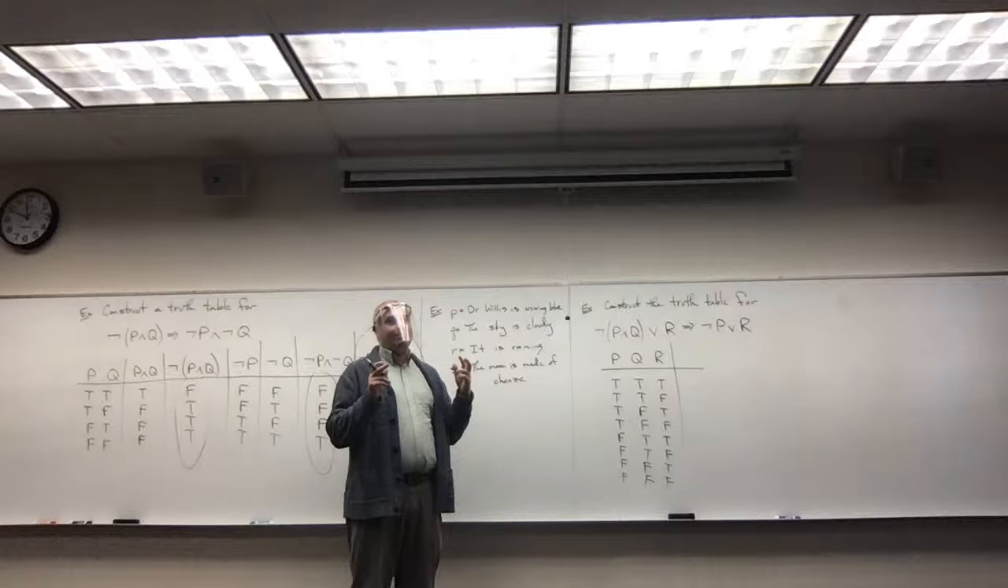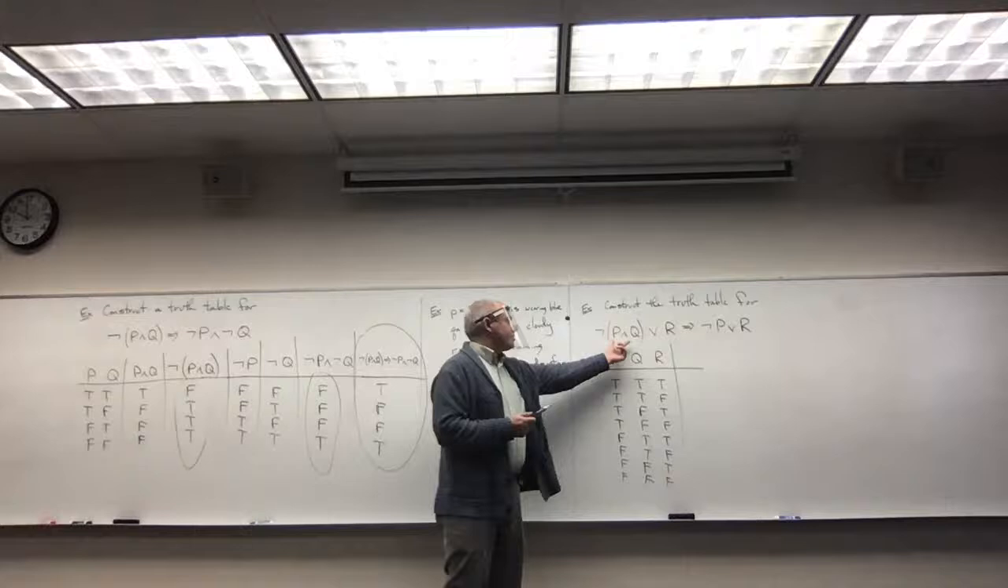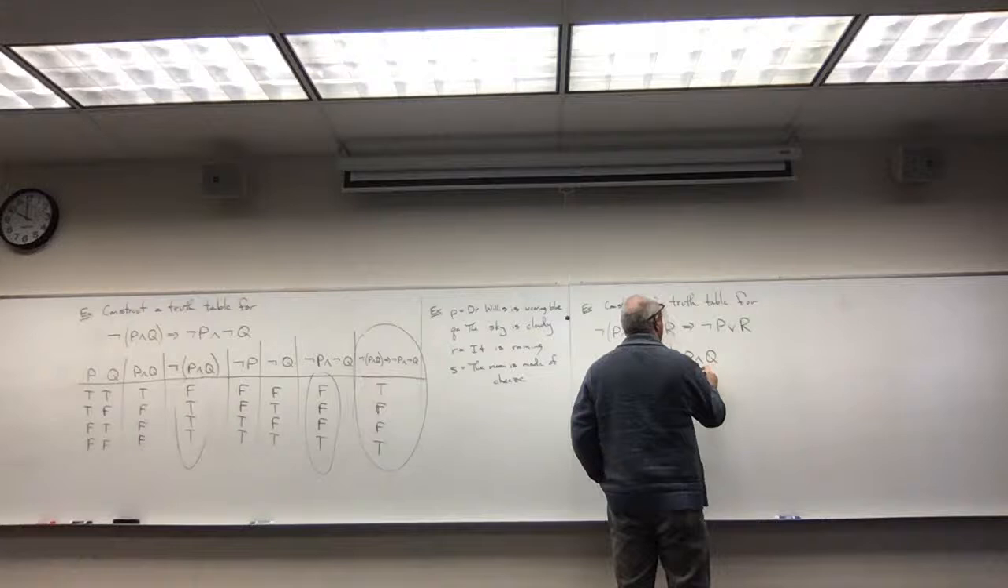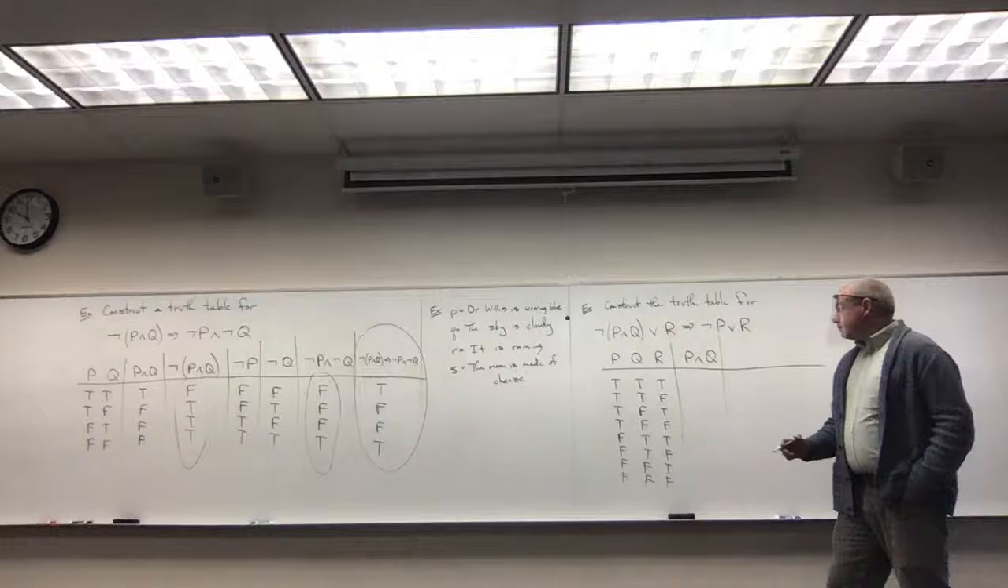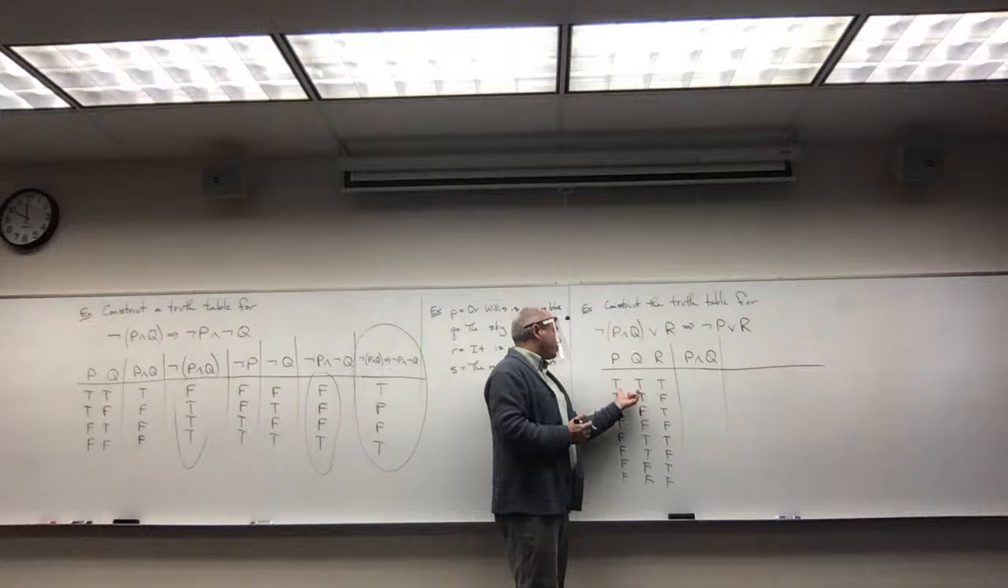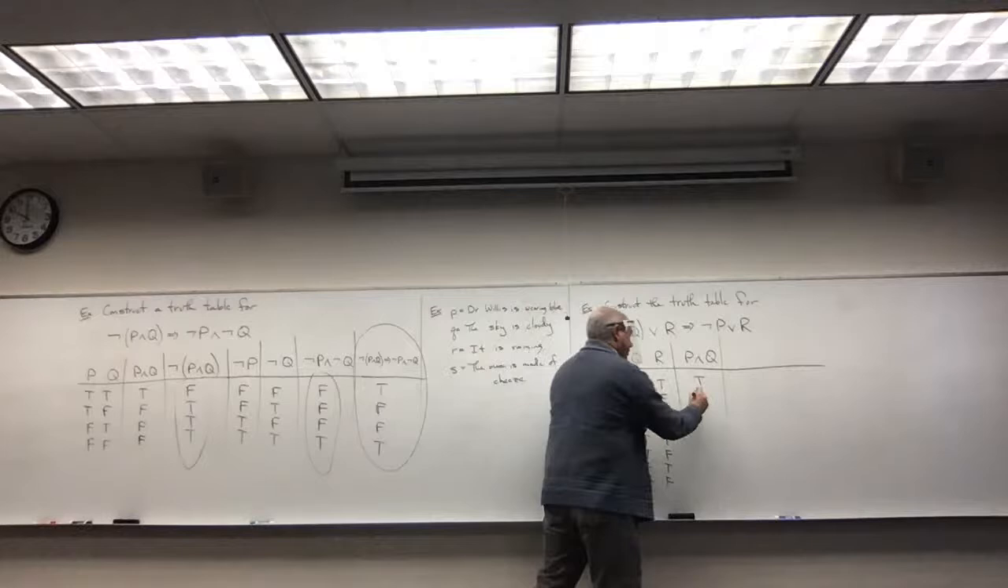The parentheses, that's right. So I think I'll start there and I'll say, so what's P and Q? Okay, so that's easy enough. We'll just take these two columns, P and Q, and them. So I have true and true, true, true and true, true, true and false is false.